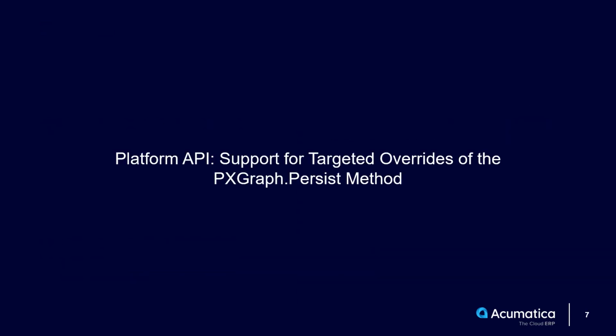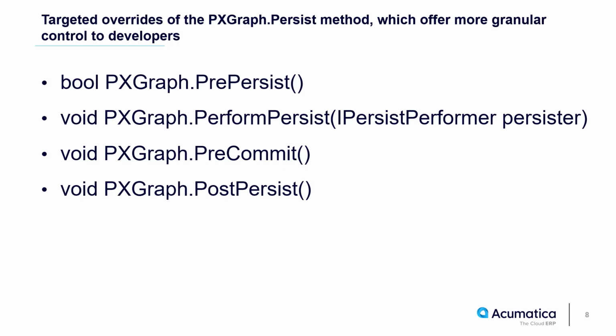Now let's move on to the second topic, that is support for targeted overrides of the PXGraph.Persist method. The Persist method is overridden in multiple scenarios, and by providing targeted overrides of the Persist method, developers will have more granular control of the code. Now, let's see the list of the targeted overrides available. What are the methods? First is PrePersist, next PerformPersist, PreCommit, and then PostCommit.